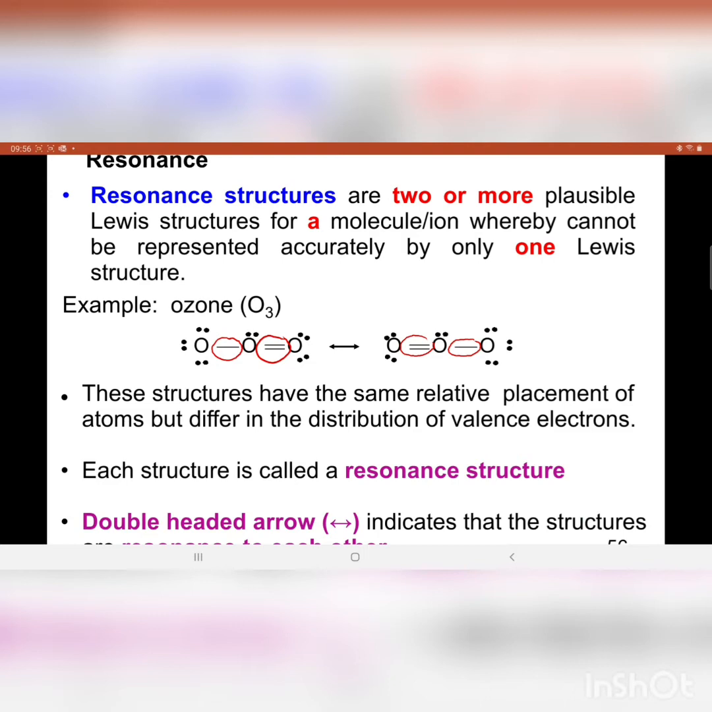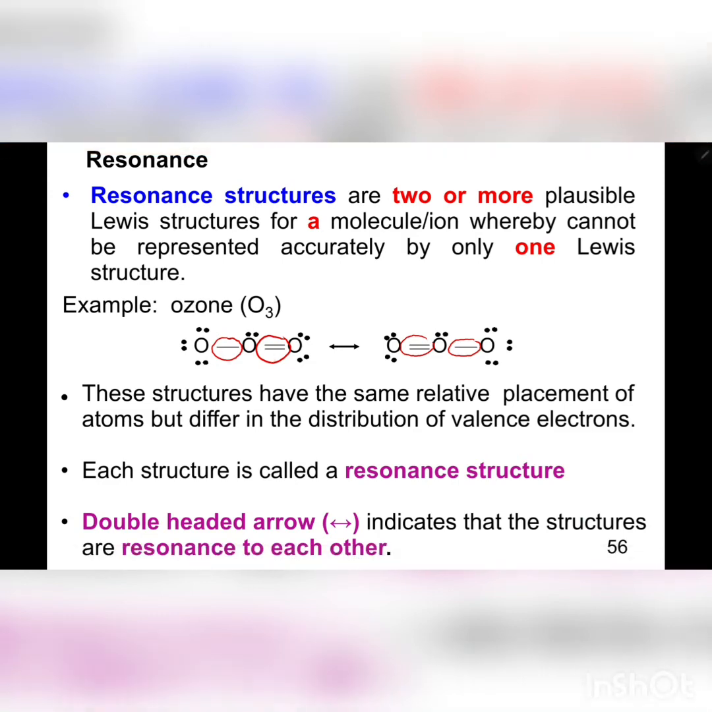As you can see, we have one double bond and one single bond in each Lewis structure. The difference between these two structures is the position of the double bond. In the first structure, the double bond is on the right side, and in the second structure, the double bond is on the left side. But the placement of atoms is the same, so the difference is only in the distribution of the valence electrons.